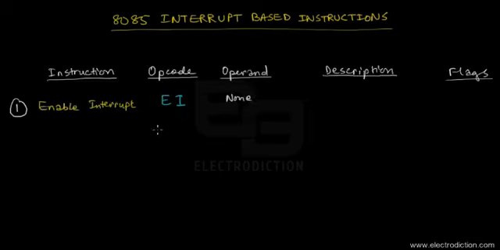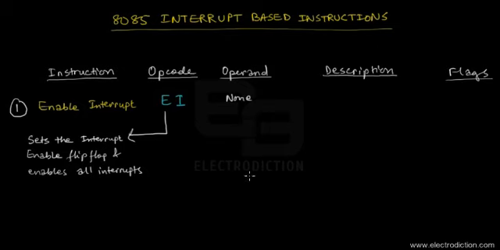You start with the enable interrupt instruction, or the EI. What this particular instruction does is set the interrupt enable flip-flop on the 8085, and thereby it enables all kinds of interrupts that are there on the 8085 microprocessor. This instruction doesn't have any operand as such, but its main job is to set the interrupt enable flip-flop and correspondingly enable all kinds of interrupting facilities on the 8085 microprocessor.